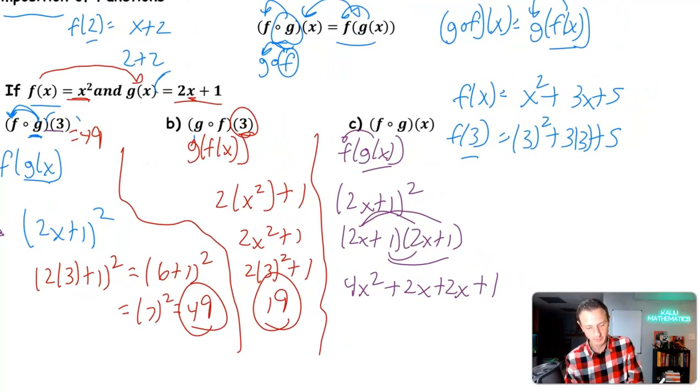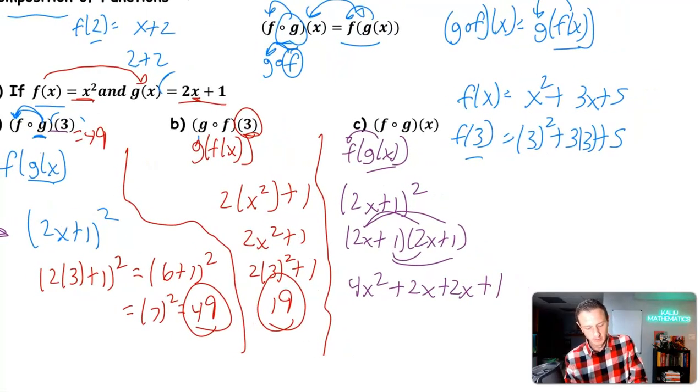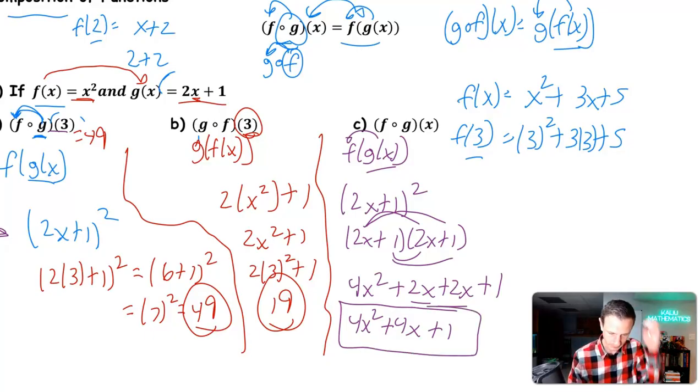Getting a little close to my camera there. I'll move this over. So this is 4x squared, 2x plus 2x is 4x, plus 1. So you do actually have to expand that one out.